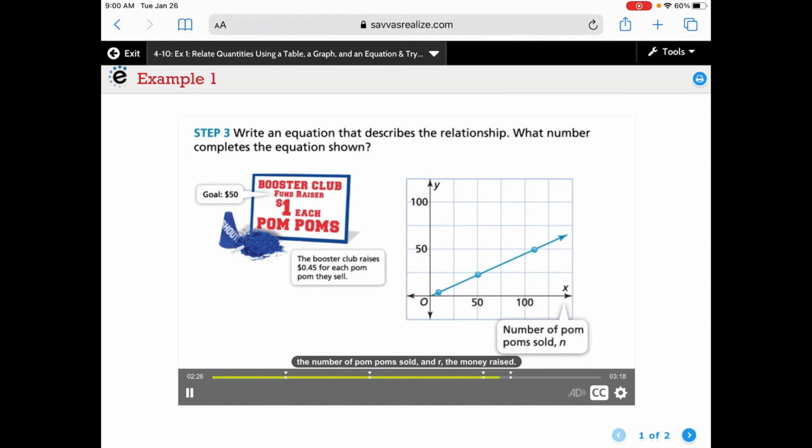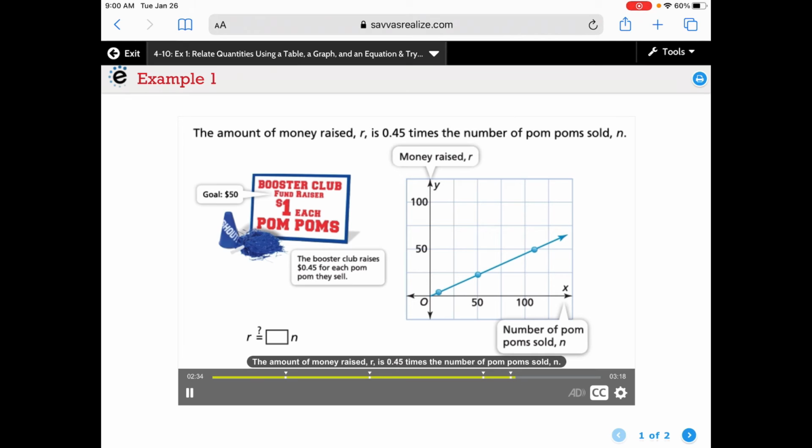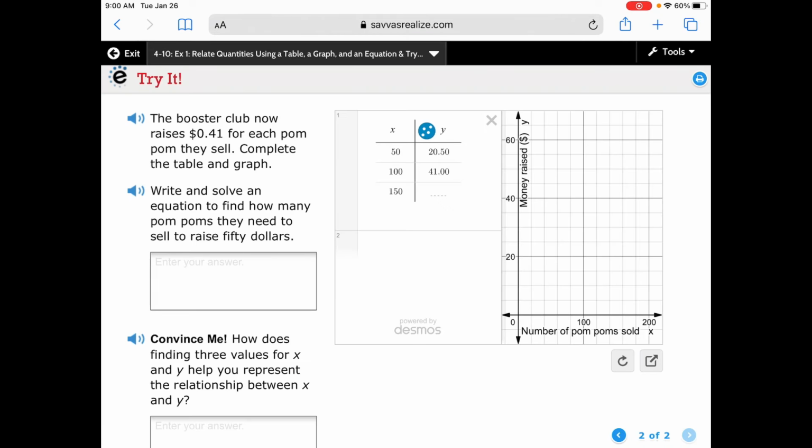now we're ready to write an equation that describes the relationship. So the number of pom-poms sold, n, and what we're going to put in there is 45 cents. Okay, so let's take a look. So there's your equation and there's your graph. So let's take a look at the next one.